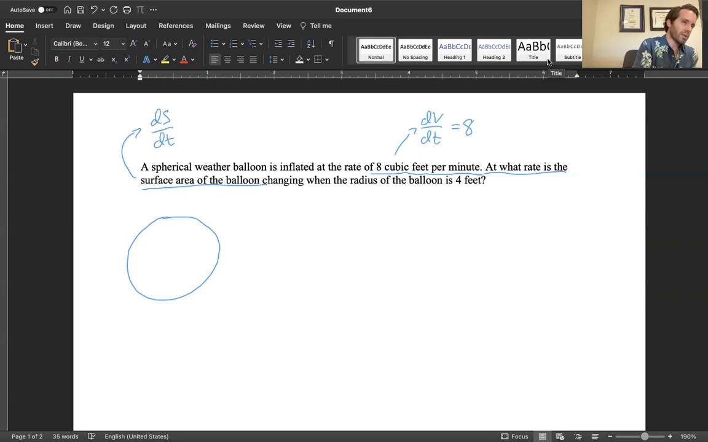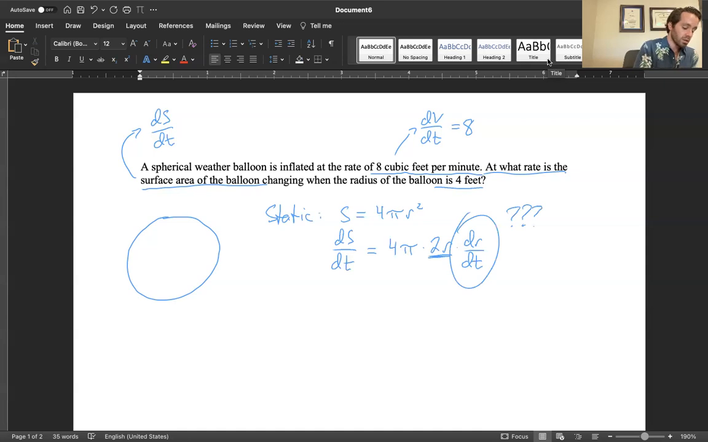Well, all right, this is actually going to involve a couple steps. This static relationship here is that the surface area of the sphere is 4 pi r squared. And then if we take the derivative of that, dS/dt is going to be equal to 4 pi times 2r times dr/dt. But here's the thing. Although we do know the radius, we know the radius is 4 feet, we do not know dr/dt.